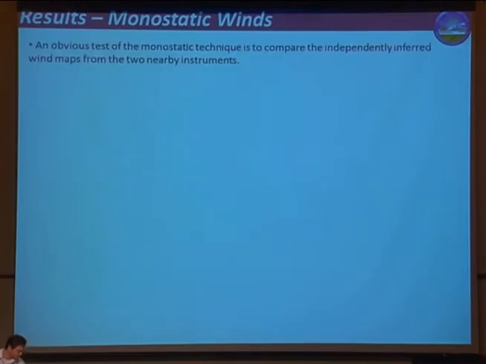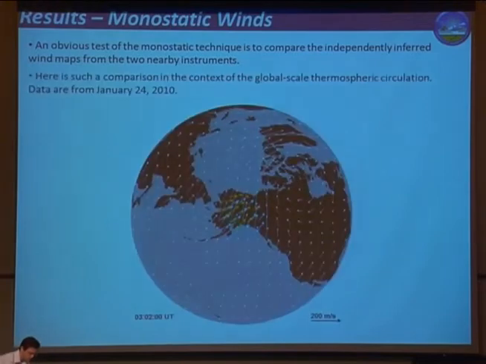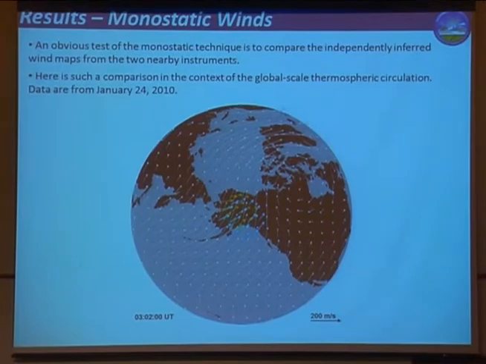So now for some results. A natural first question to ask is, just how well do the 2 independently derived monostatic wind fields from both instruments agree, since they're both independent estimates of the wind field. Here we show some data from January 24th, 2010, put in the context of the global scale thermospheric circulation.